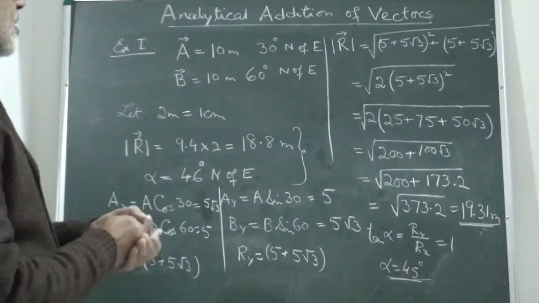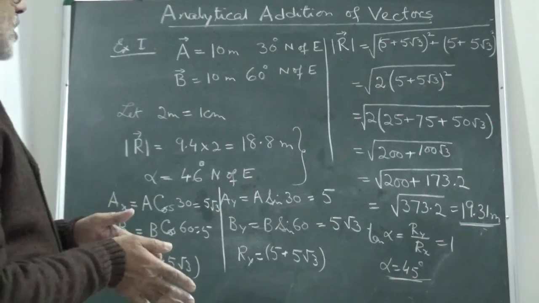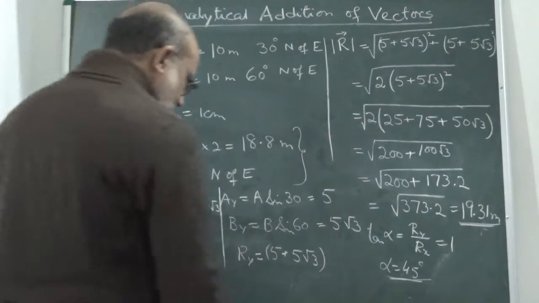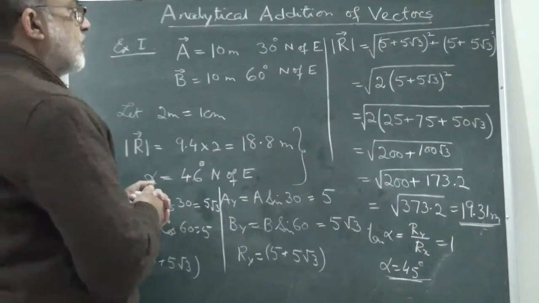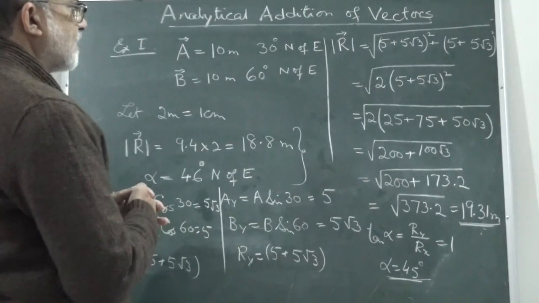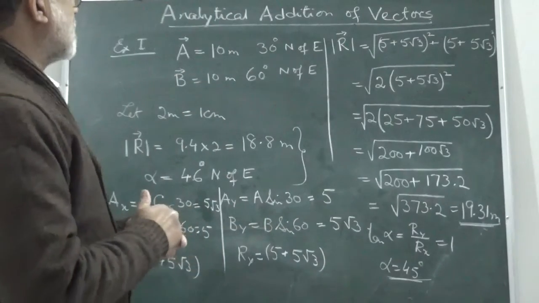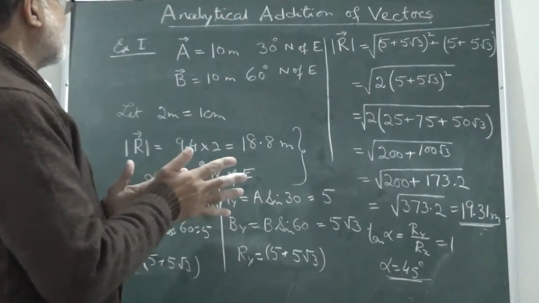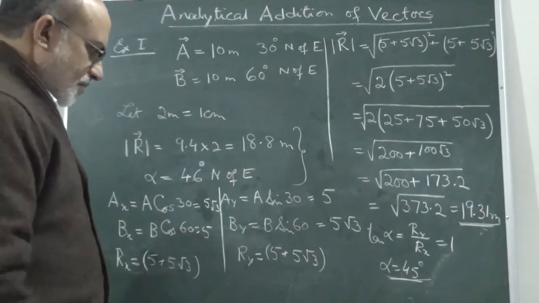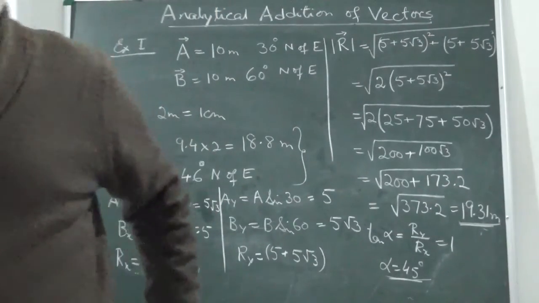So up to now we have solved addition of vectors geometrically as well as analytically. You can do your homework by doing all the addition of vectors. First you try to solve by the geometrical method and then by the analytical method. In the next class we will study parallelogram law and unit vectors. Okay, for today this much is enough.